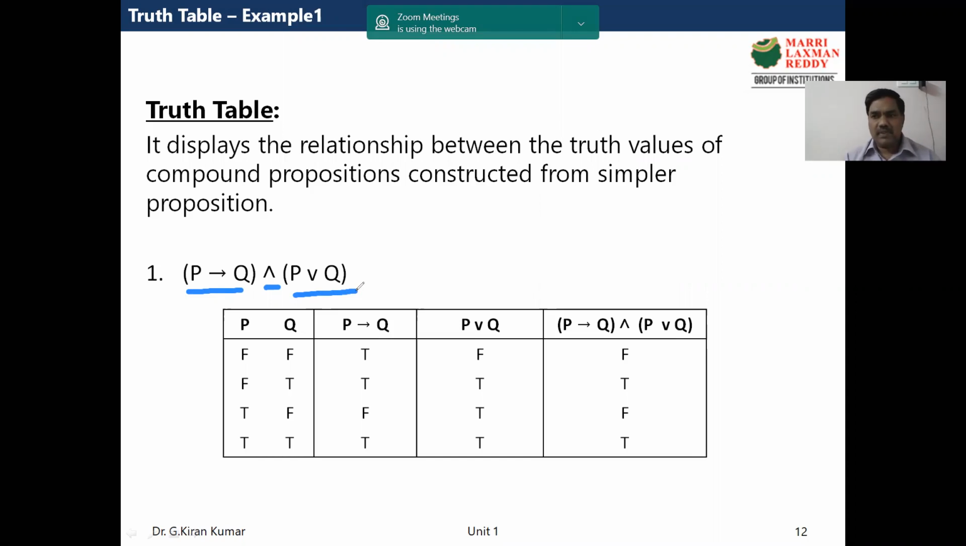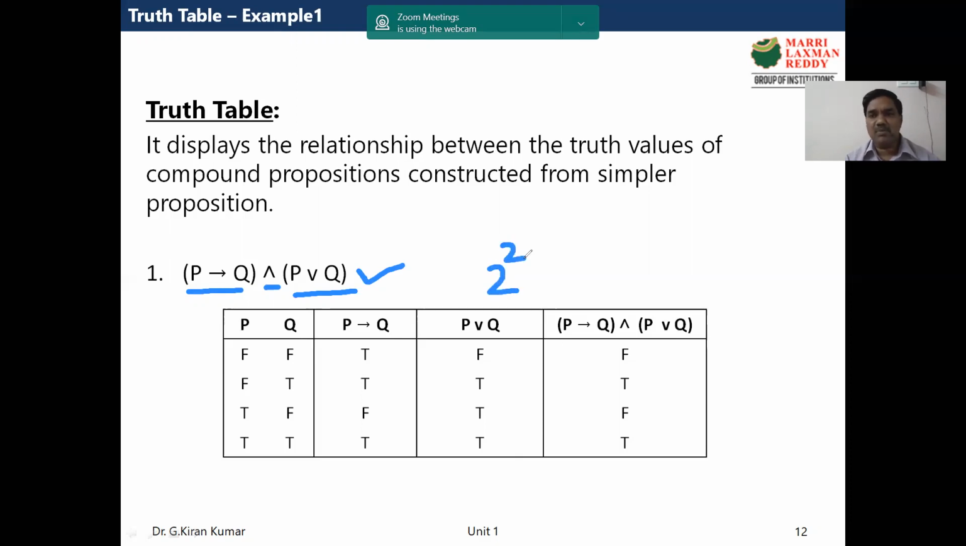Now, the first important step is: how many rows will there be in the truth table? That depends upon the number of propositions. Suppose you look at the given propositional function. How many different propositions are there? If you observe carefully, there are only two. One is P, the second one is Q. Since there are two different propositions, the number of rows in this truth table will be 2 power 2, which is 4.